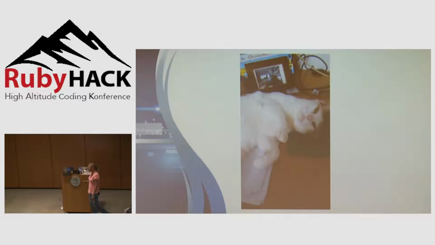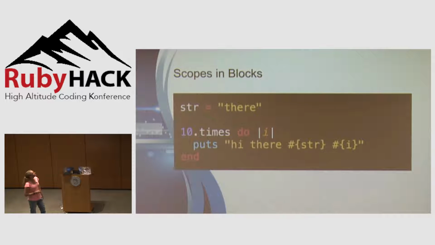Okay, so that's enough small talk for now. So as I said, today I'll be speaking about blocks in Ruby. Now, as you probably know, you can do some pretty interesting things with blocks. For example, you can do what I've got here, which is defining a variable outside the scope of a block, and then you can use it inside a block that you pass to a method without any issues.